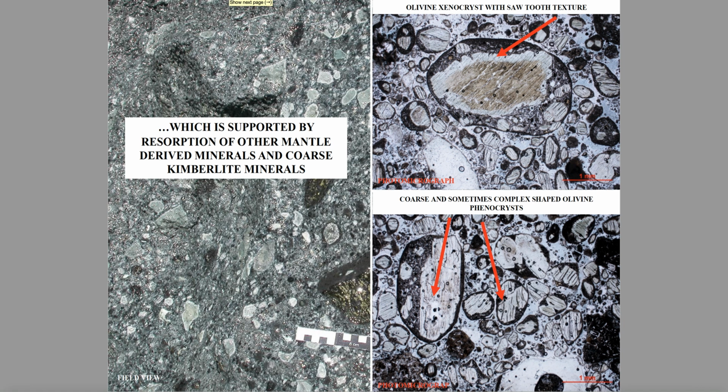Then we have coarse and sometimes complex shaped olivine phenocrysts, like here in the picture below, and there you can't see any resorption. That means the oxygen fugacity was lower at this time.